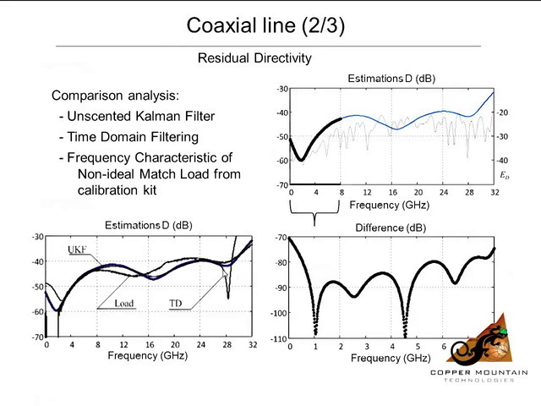So this is the result of the algorithm. On this slide, we see the calculation of the residual directivity, the parameter D, according to different methods. When using the time domain method, a well-known effect occurs, which is called the Gibbs effect. This results from our selection of the windowing function.